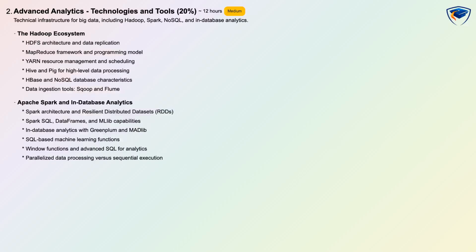Learn the Hadoop ecosystem fundamentals including HDFS architecture and replication, the MapReduce model, YARN resource management, Hive and Pig for high-level processing, HBase and NoSQL characteristics, and ingestion tools such as Sqoop and Flume, and also master Apache Spark concepts like RDDs, data frames, Spark SQL and MLlib, plus in-database analytics with Greenplum and MADlib, SQL-based machine learning functions, window functions, and the difference between parallelized processing and sequential execution.